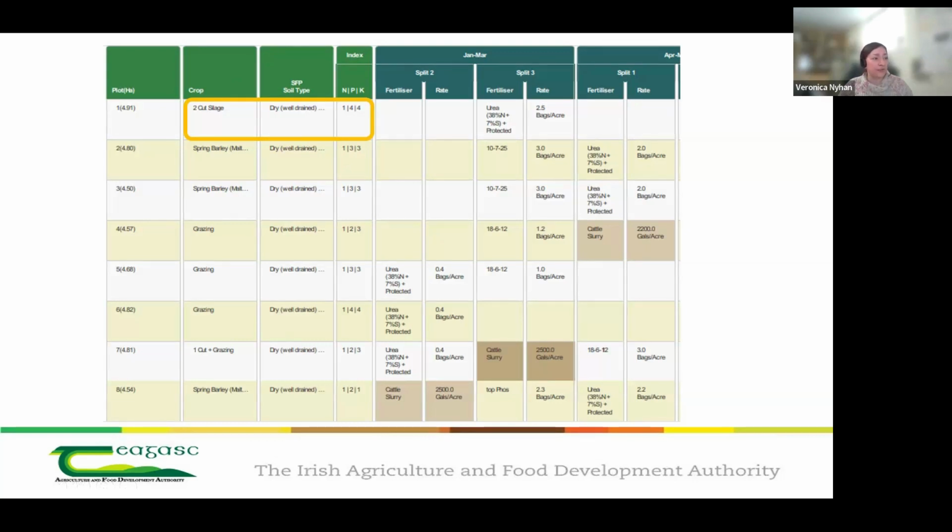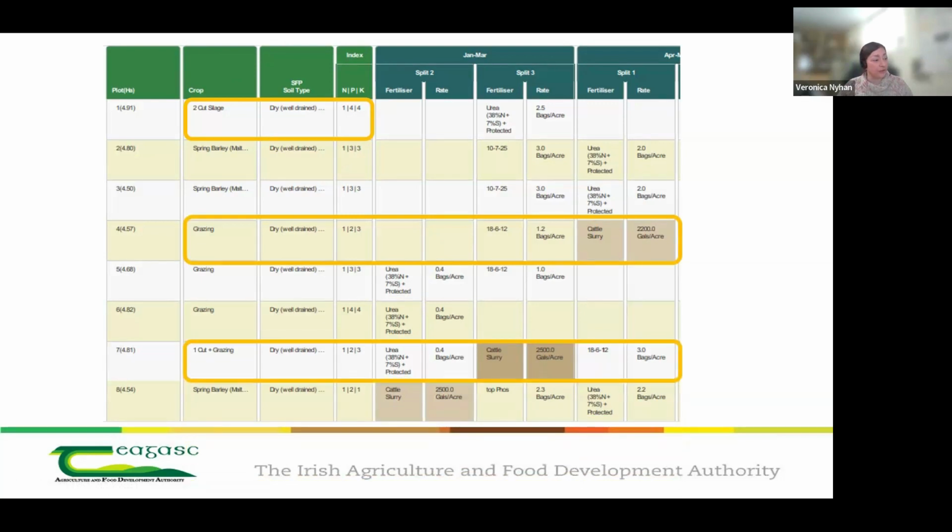And at this point, what we'd be recommending is that you start looking at your low P and Ks. And you can see here in this situation, there is some grazing fields that have dropped to an index 2. As we said in the previous slide, there is a P and K issue in some fields on the farm. Again, a one-cut and grazing system. And even a spring barley field here that is a 2 and a 1 for P and K. And really, I suppose it's not to close your system to potentially using slurry on these lower index soils.